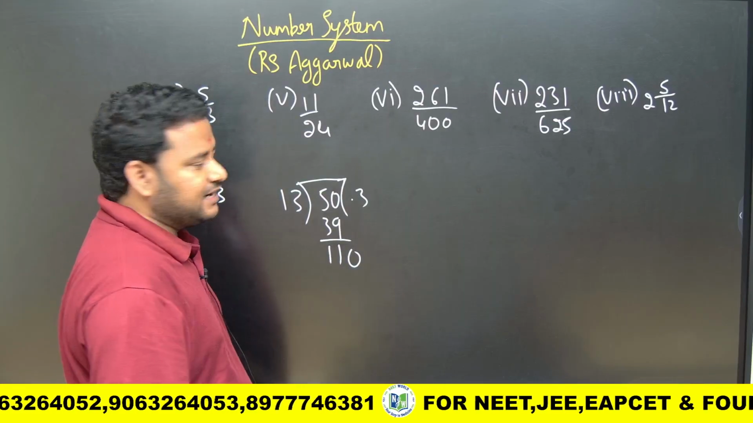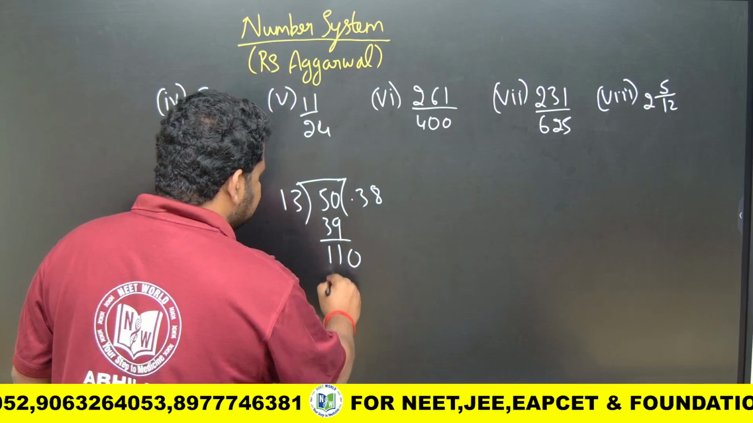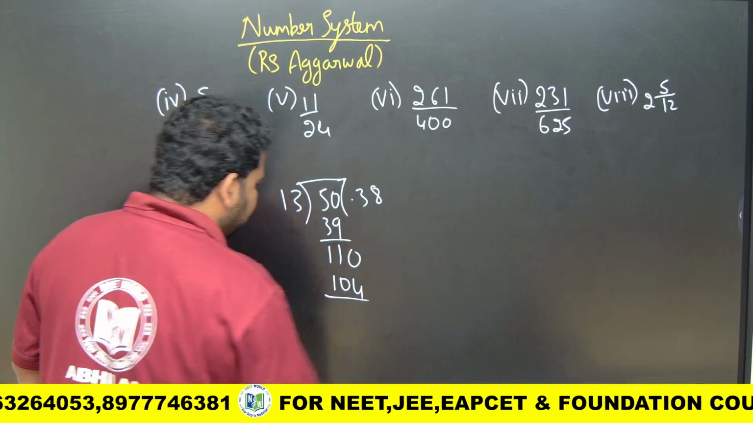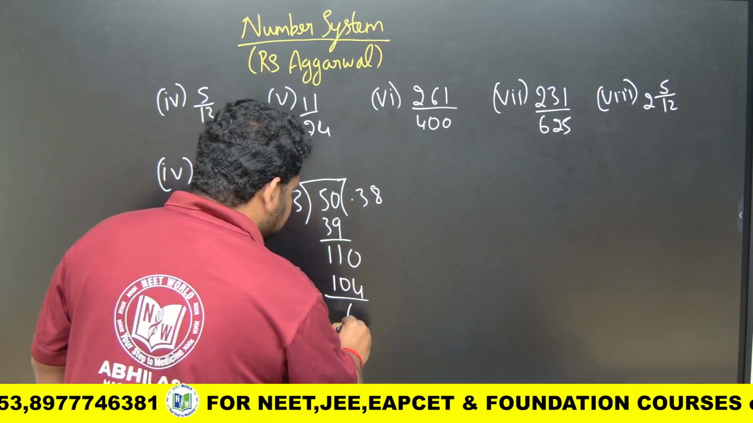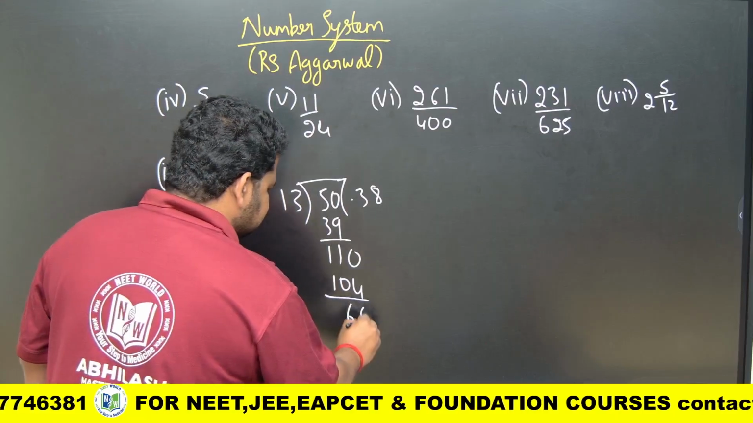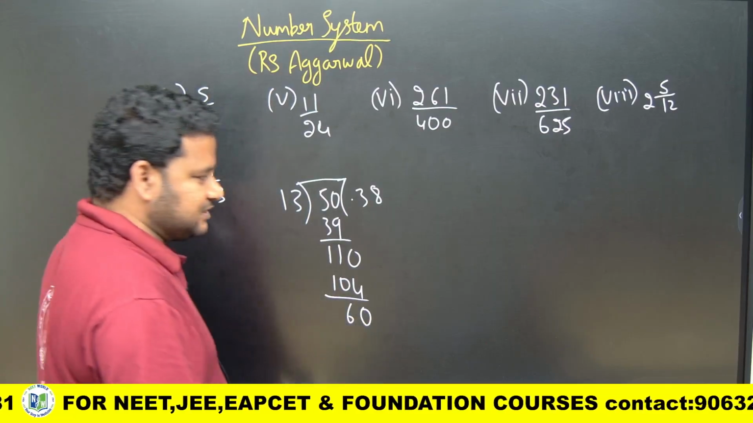13 8s are 104. Now I am left with 6. Again 6 is less than 13, so I have to put 0.